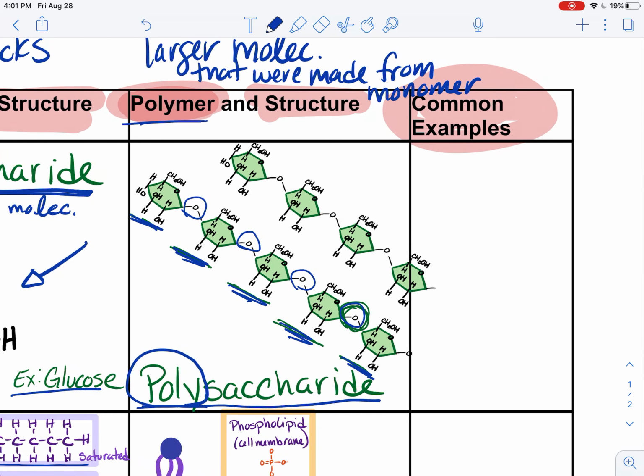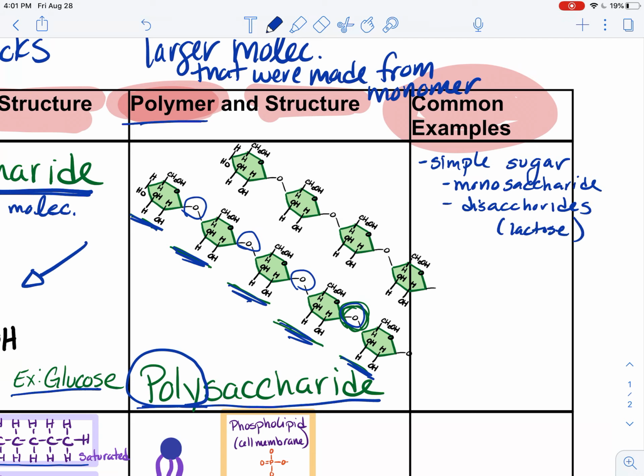So what are some common examples of carbohydrates? Well, we've got our very simple sugars. These tend to be our disaccharides and our monosaccharides. So monosaccharide being like glucose. Disaccharides are just 2 saccharides bonded together. A really good example of this is lactose, which is the sugar that you find in milk. And then we've got more complex carbohydrates like starches. And starches are going to be your polysaccharides because they're very, very long chains of sugar molecules.